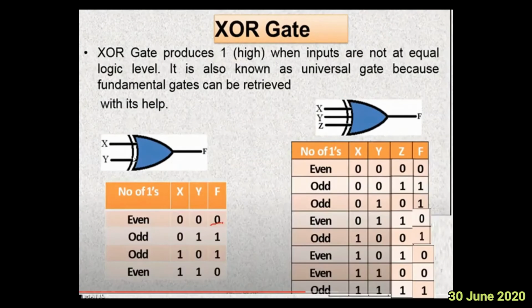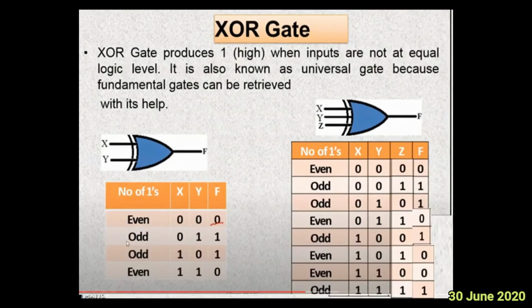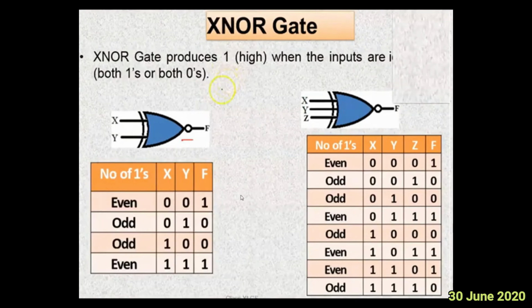Now the logical symbol of exclusive NOR will be whatever the exclusive OR is, and a NOT will come here. That's all. The same exclusive OR gate, finally made NOT. Whatever output column you got for exclusive OR, reverse it. As I told you, if the number of ones are even, output is 0. If the number of ones are odd, output is 1. Here it is reverse. Wherever 1, you write 0. Wherever 0, you write 1.